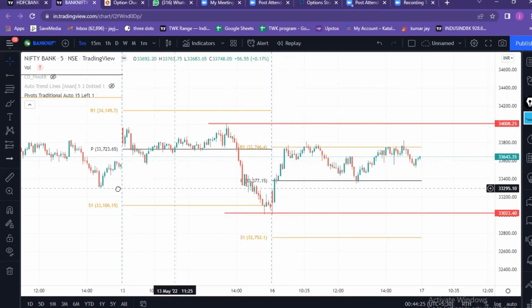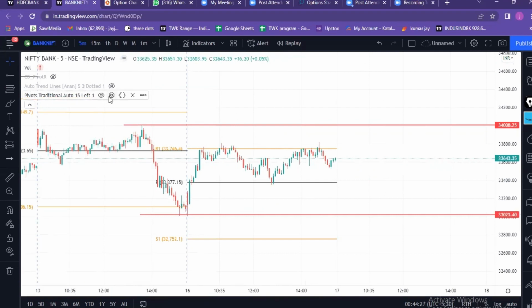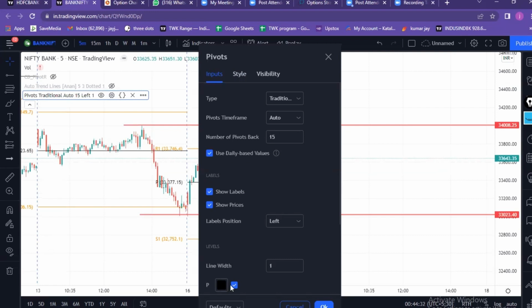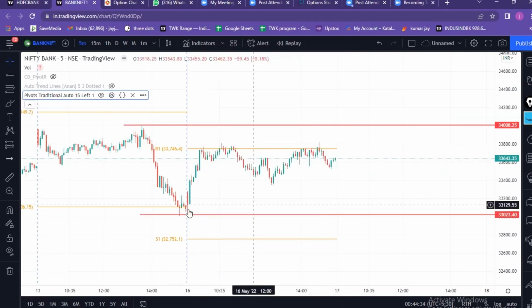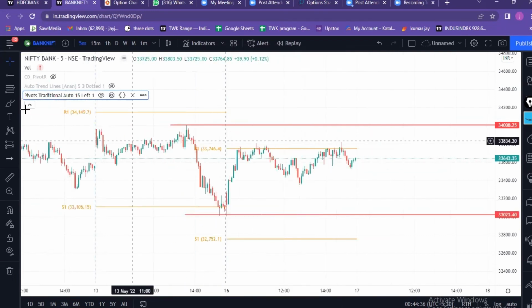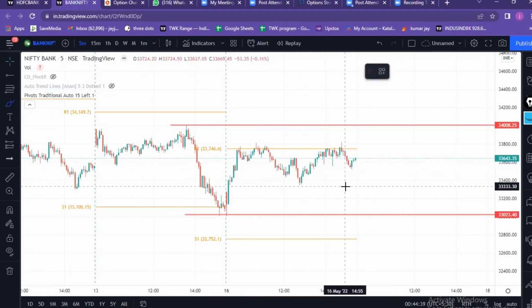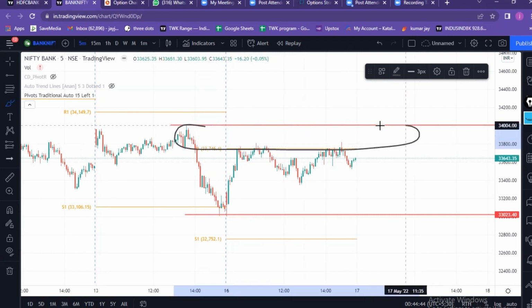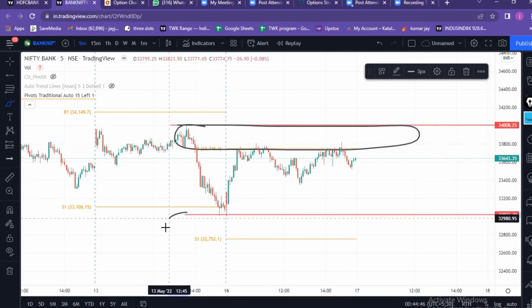Now, once you have the pivot points on the chart, you can go to the settings and remove the central pivot point as well. I'll just remove that. So now you have removed that from the chart as well. Now, the point is very simple. If you want to take a long trade, you want this particular zone to be taken out. Now, don't think of this as a line.